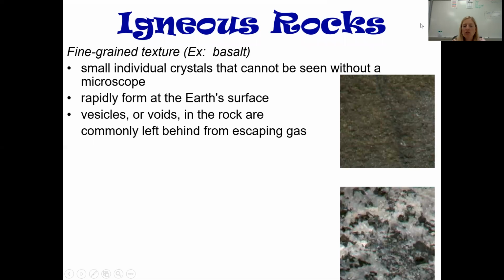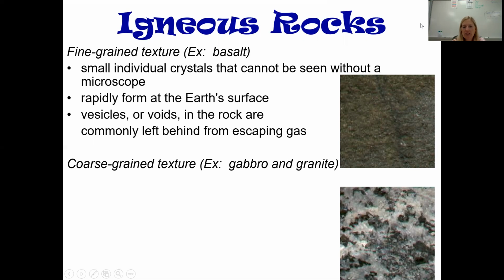So again, small crystals are from fast cooling. So they're going to rapidly form at the Earth's surface. And there are sometimes what we call vesicles or voids, basically little holes in the rock, and that's left behind from any gas that was in the magma that has escaped. So it leaves a hole behind.